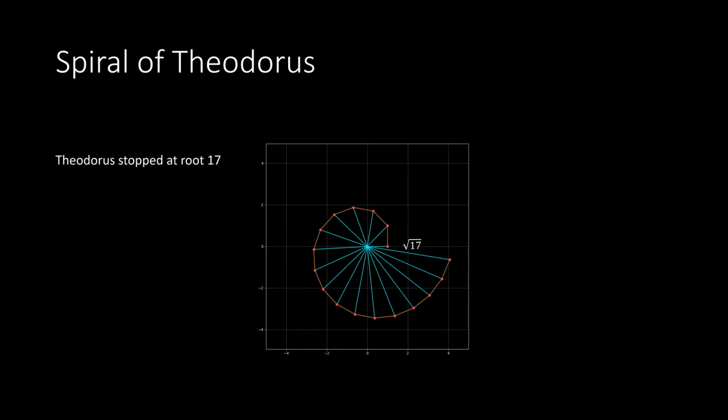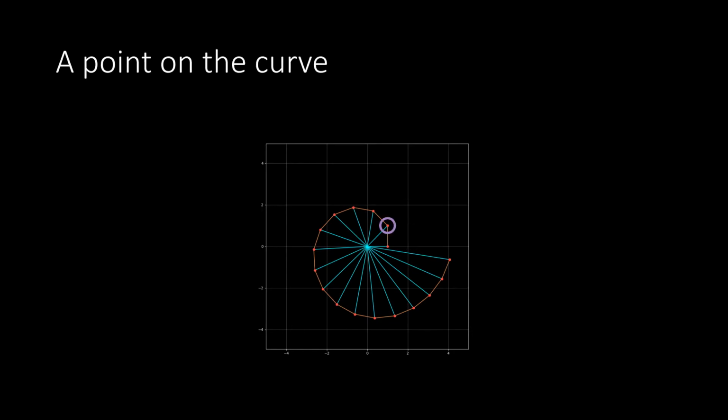But maybe we want to have things a little bit more formalized. So let's take a look at a point on the curve. The point is here in red, and I have this one point here with a pink circle around it. Let's take a closer look at the details of this point.